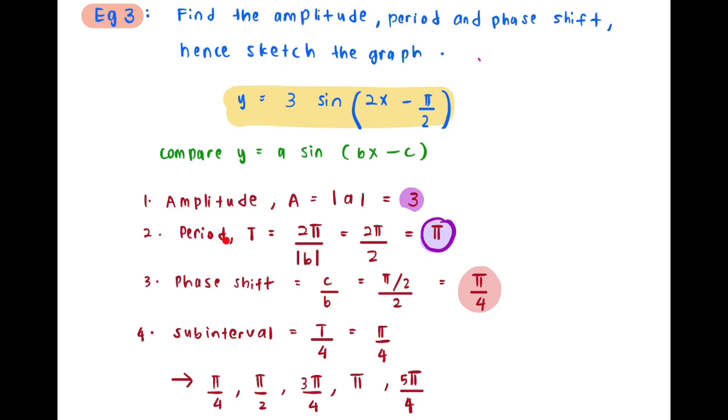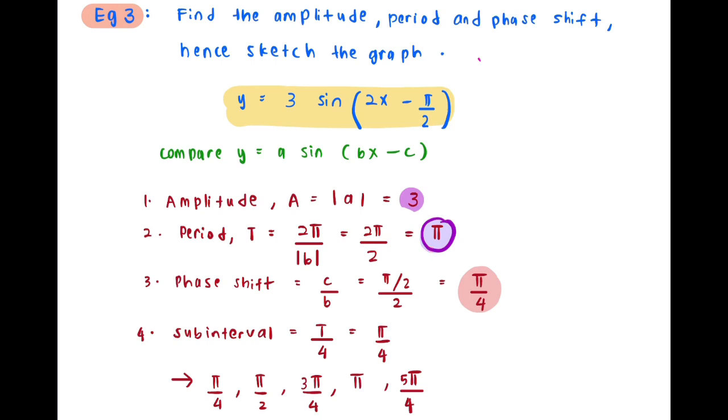Next, let's see the period T. The formula is 2 pi over modulus B. So what is modulus B? In this graph here, your B is the coefficient of x, which is 2. So let's put in 2 pi over 2. Therefore, your period is equal to pi.